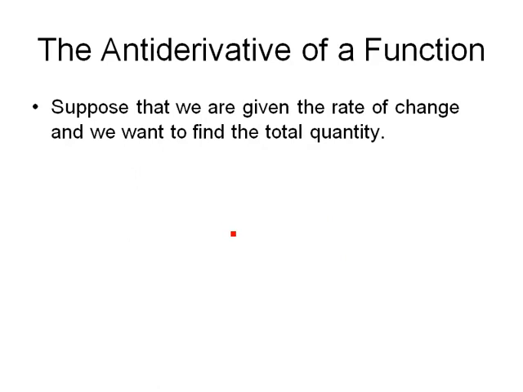Suppose that we are given the rate of change, and what we want to find is the total quantity. In other words, if we're given the derivative, C prime of x equals 50, what do we need to do to figure out the original cost function, 50x plus 1,000?